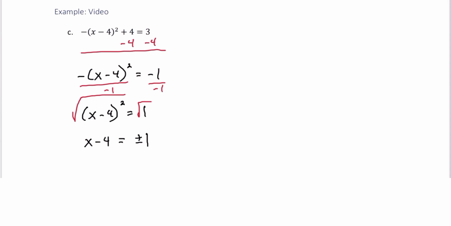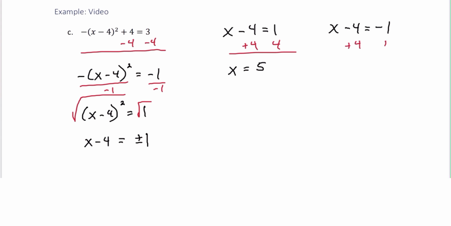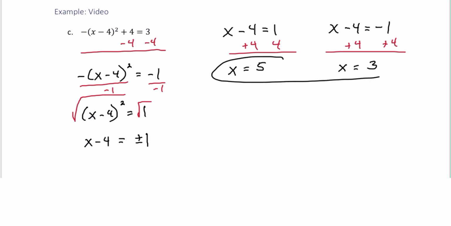We can now split this into two separate equations. X minus 4 equals positive 1, and x minus 4 equals negative 1. On the left equation, we'll add 4 to both sides, leaving us with x equals 5. The right equation, we will add 4 to both sides, and we get x equals 3. So our two answers are 5 and 3.